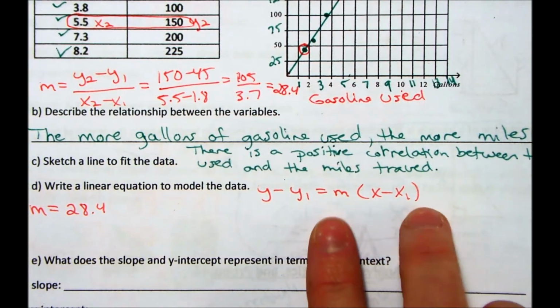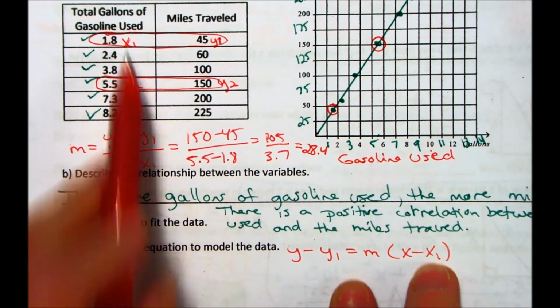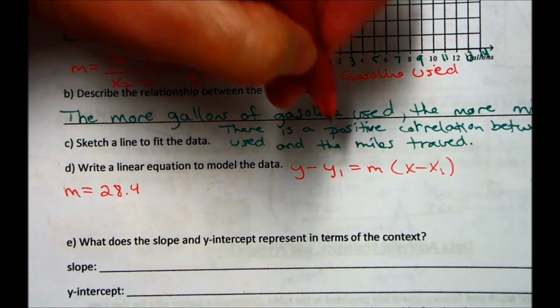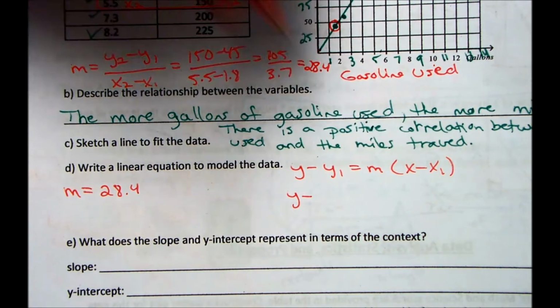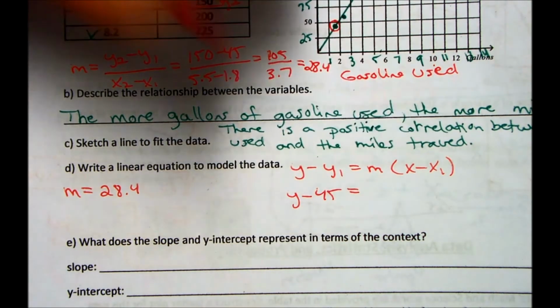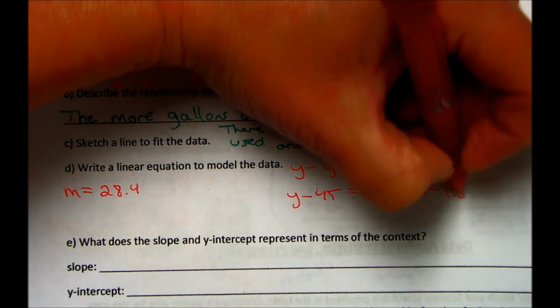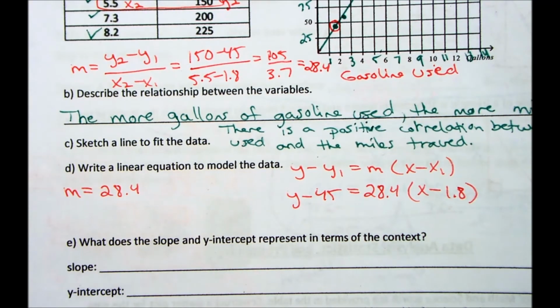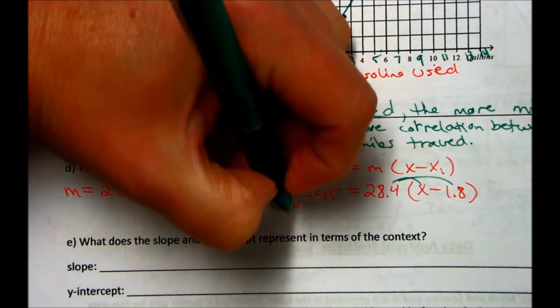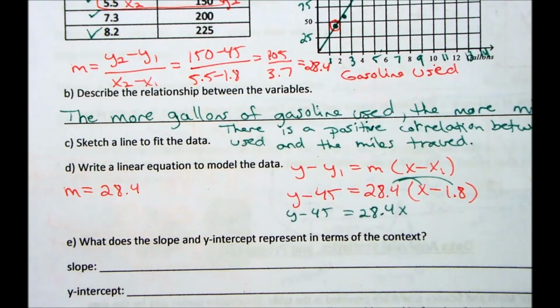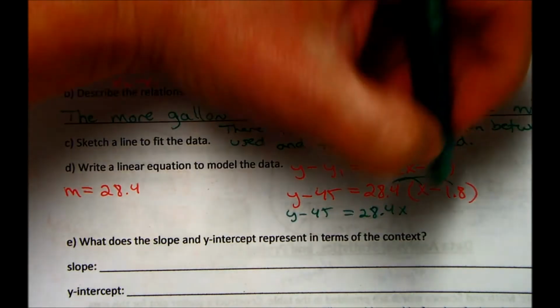Again, I'm going to use my x1 and y1 from these points here. I'm going to plug them in along with my slope, and then solve for y to see what the y-intercept is. So y minus my y1, which was 45, equals my slope 28.4 times x minus my x1, which is 1.8. Then you distribute the 28.4, so y minus 45 equals 28.4x, and when I take that 1.8 times the 28.4, I get 51.12, and it's going to be a minus.